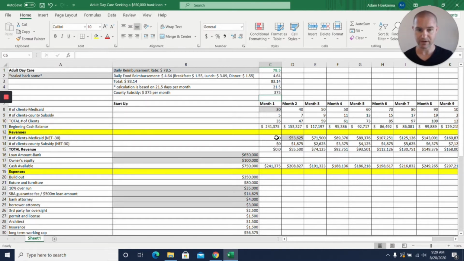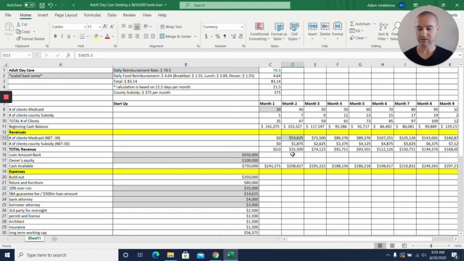If you look at revenue here, you can see up here in the bar, this is just a number that was typed in. It's not an equation. So as a lender looking at this, I'm thinking, are these numbers actually right? How do they come up with 53,625?